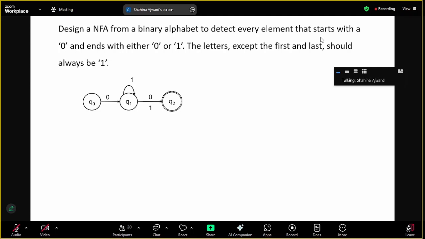Since this is an NFA, we don't have to define the input symbol 1. It's not necessary. If it is a DFA, then definitely you should define all the possible input symbols. For every possible input symbol, you have to define the next step. Since it is an NFA, we don't have to.